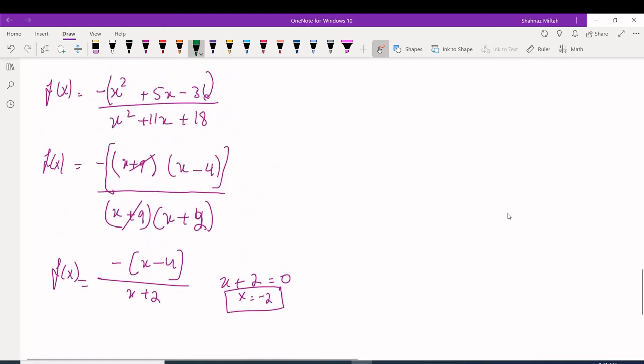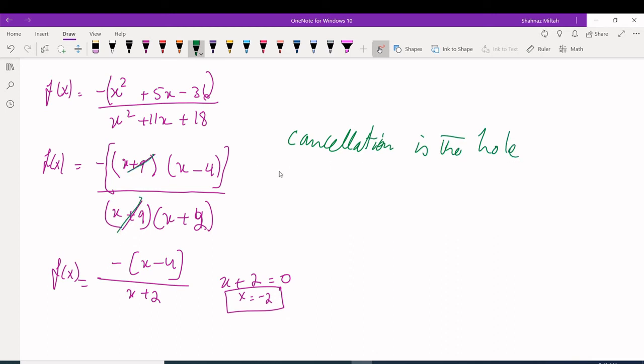Now the hole. What is a hole? How do we find the hole? For the hole, you always do the same process as we did for the vertical asymptote. You do the cancellation. Cancellation is the hole. What does that mean? You see, I canceled x plus 9 and x plus 9. Whatever is canceling, you make it equal 0. This x plus 9 equals 0 gives me x equals negative 9. So where is the hole? At negative 9. That's the hole.